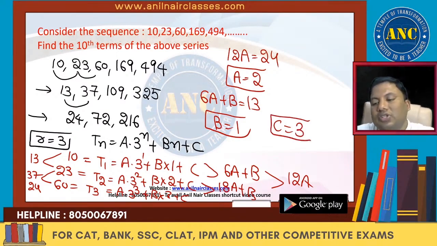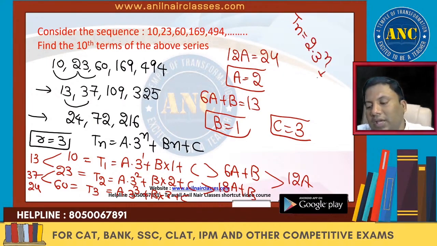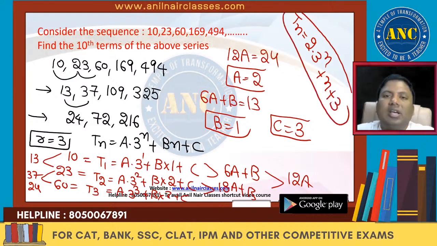So what will be the formula? It is A into R power n plus Bn plus C, which is 2 into 3 power n plus n plus 3. If I put n value 1, 2 threes are 6, 6 plus 4, 10. If I put n value 2, 18 plus 5, 23. If I put n value 3, 54 plus 6, 60. I hope right now it is clear, right?